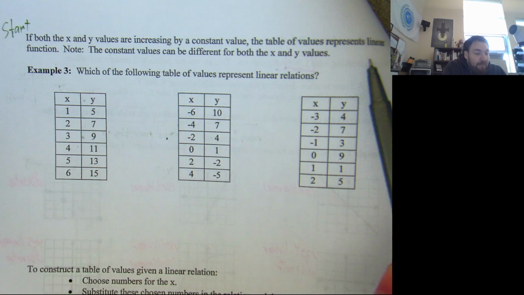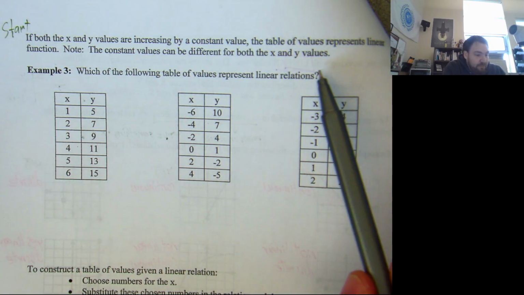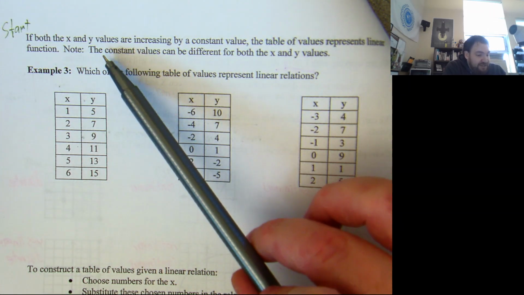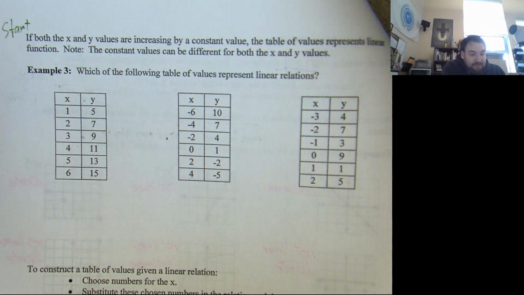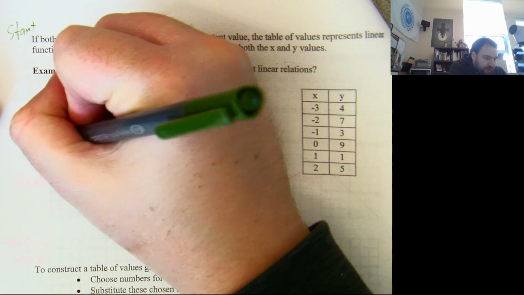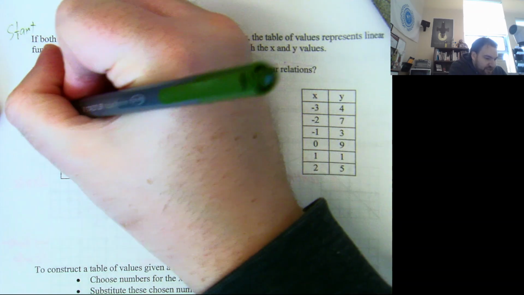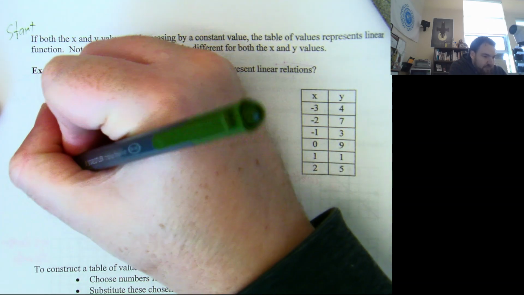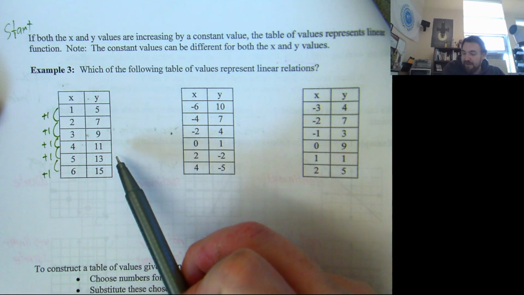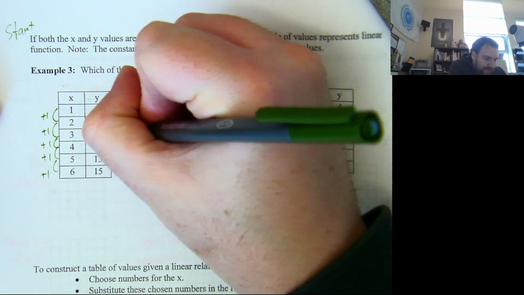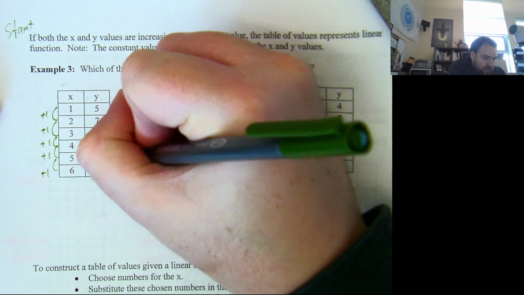The table of values will represent a linear function or linear relationship. The constant values can be different, but if x and y values are increasing by a constant value, the table of values is always going to represent a linear function. So we can just look at these. What's happening here with x's? In this one, x is always going up by what? X's are always going up by 1. And on this side of the table, what's it going up by? Everything's plus 2, plus 2, plus 2, plus 2.